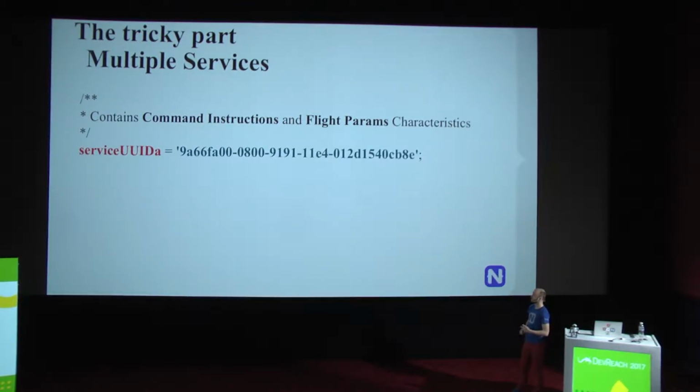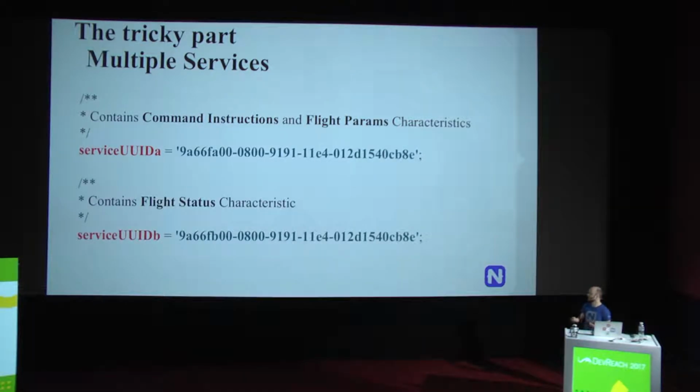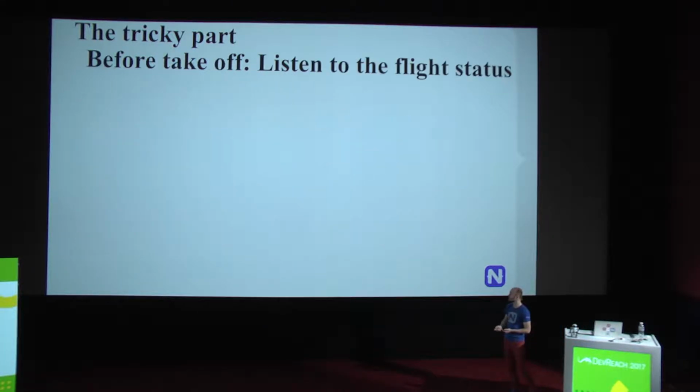So one of the things is we would have multiple services to communicate with this guy. So we would have to use the UID, which has the command instructions and the flight parameters. Then we'll have another service, which is just to keep track of the status, how high you are, what sort of battery level you have, what the signal strength is, etc. So that's actually pretty obvious. You quite often would use multiple services.